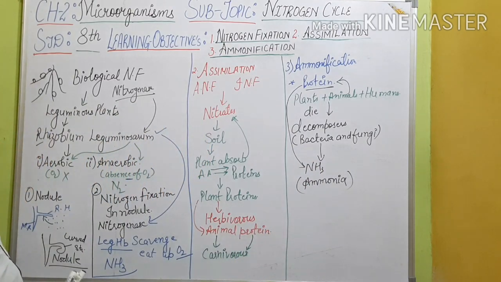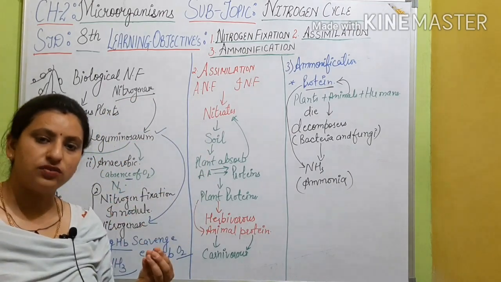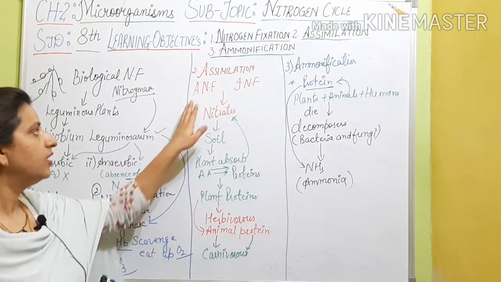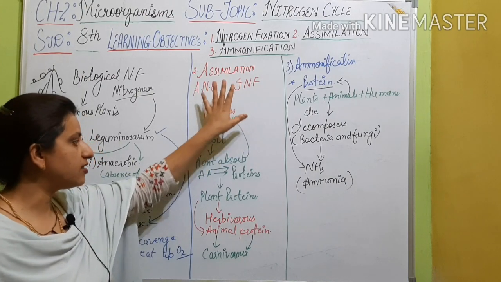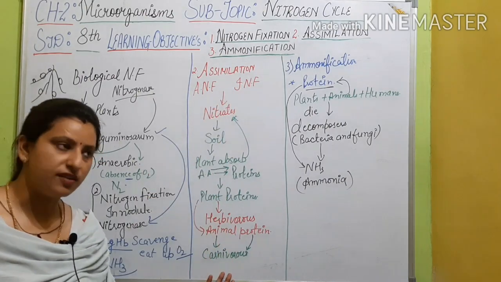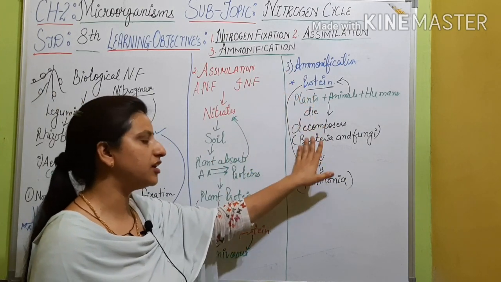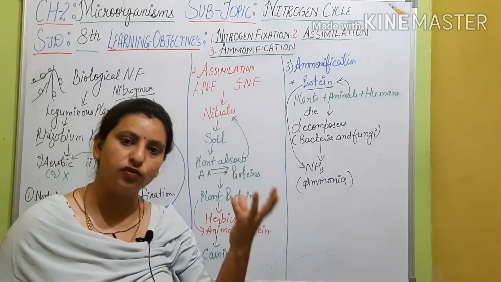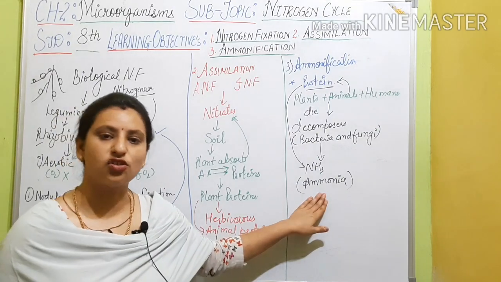So this is all for the main objectives of today. We have understood how biological nitrogen fixation takes place. Then we understood how the nitrogen fixed by the plants and by atmospheric and industrial nitrogen fixation was assimilated in the body of living organisms, that is animals, plants and humans, and finally with the help of ammonification, that complex form of protein is changed into the simple form, that is ammonia. So this is all about today.